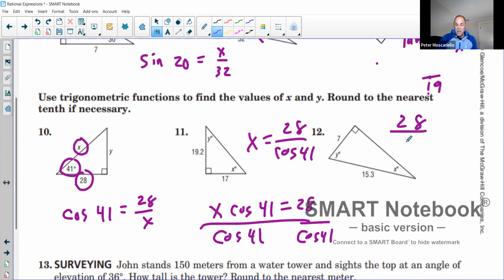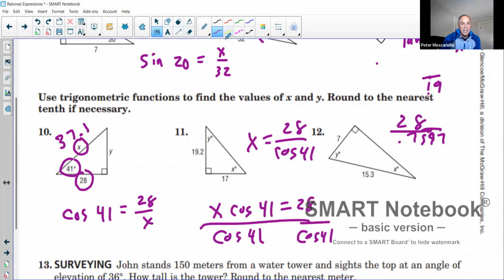Cosine of 41, I get 0.7547. So let's divide that out. Just do 28 divided by 0.7547. And I got 37.1, which seems reasonable. That's 28, seems reasonable. Now to find y, same type of thing, right?